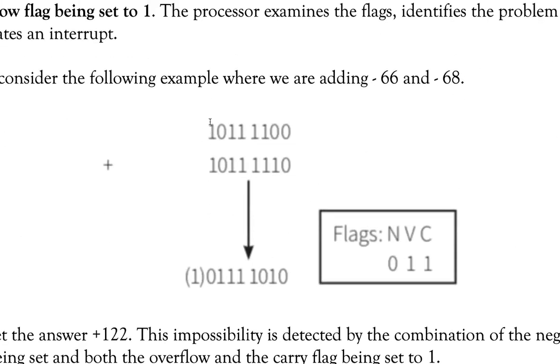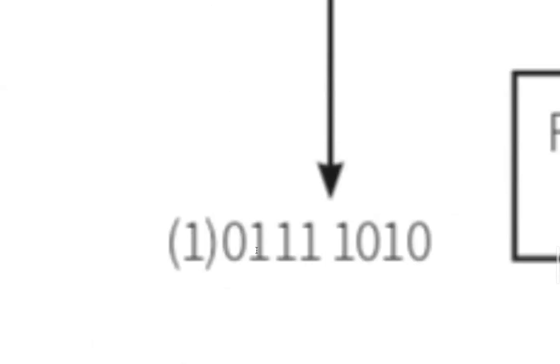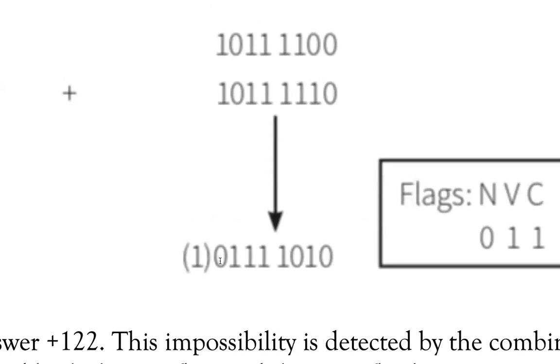The same thing goes if, for example, I have these two numbers. As you can see here, I've got negative 66 and negative 68. When I add these two numbers together, my resulting number will be 0 1 1 1 1 0 1 0, and this one is overflowed. This is not part of my register. This results in a number that is bigger than my register's allowed length of bits. My register can hold only 8 bits. This 9th bit will be outside. It will not be part of my data.